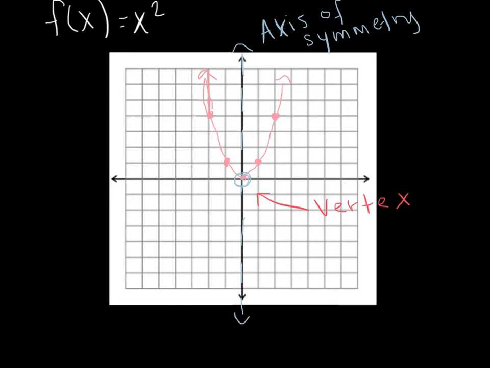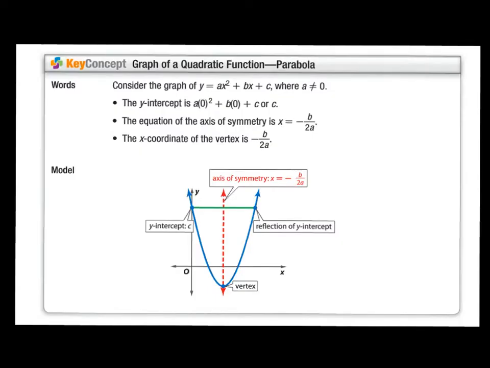So this is the basic or parent function for all quadratic functions. If we have f of x equals x squared, this is our starting point for what all parabolas are going to look like. From here, if we change this equation at all, it's only going to shift our parabola up, down, left, or right. I want you to pause the video and write this down.